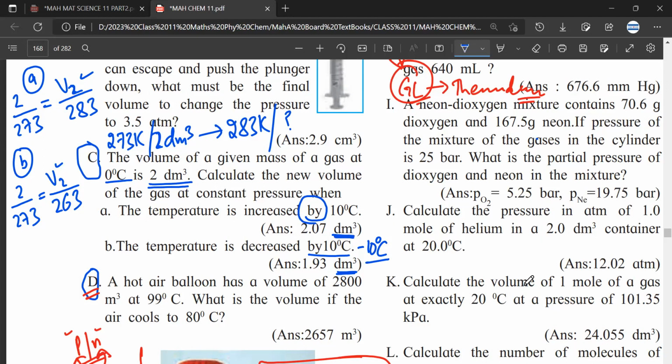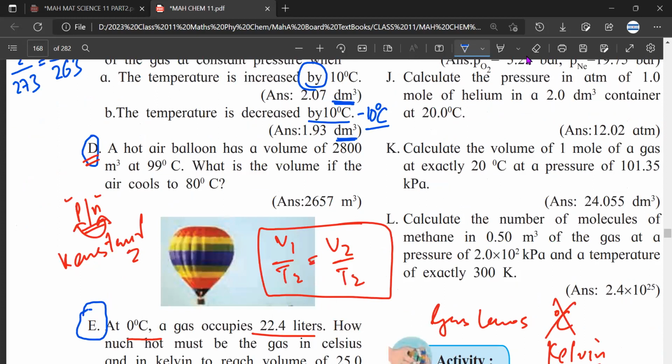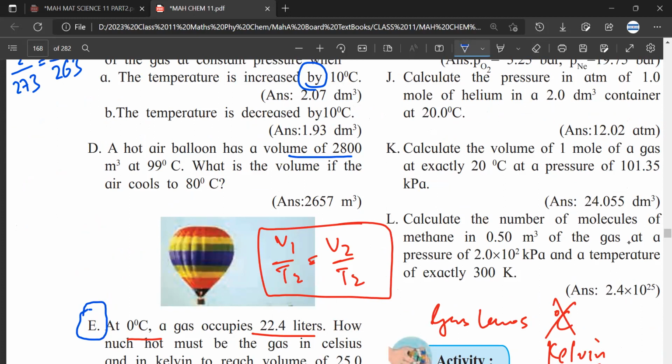जी. Okay. The numericals are simple. You won't face any difficulty in the numericals. So if we look at the D part, hot air balloon. So this is our V1. This is 99 plus 273, 372 Kelvin.